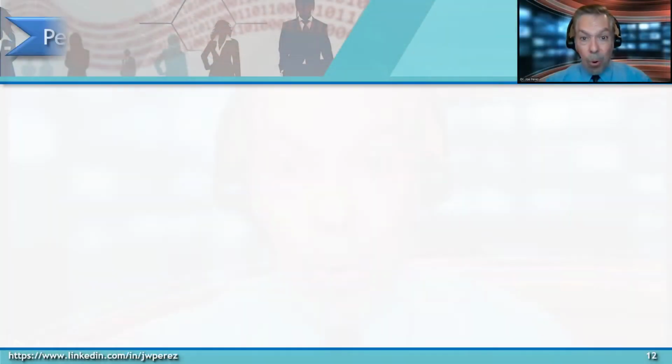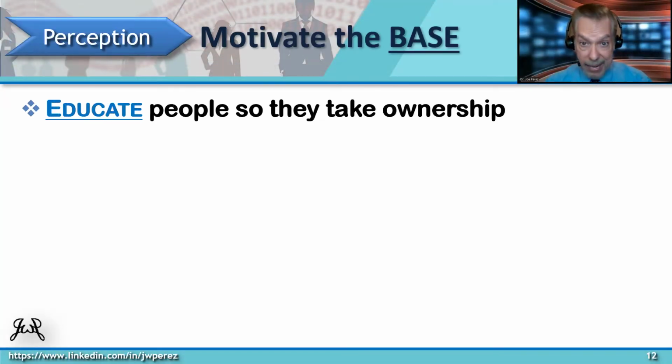You know what? This certainly makes the case for visual representation of data, and it's certainly something that we can advocate. That's the stage of inception. All right, the third stage is perception. So far, you've learned to start the race and you've made your case. Now, motivate the base. Keyword here is educate.